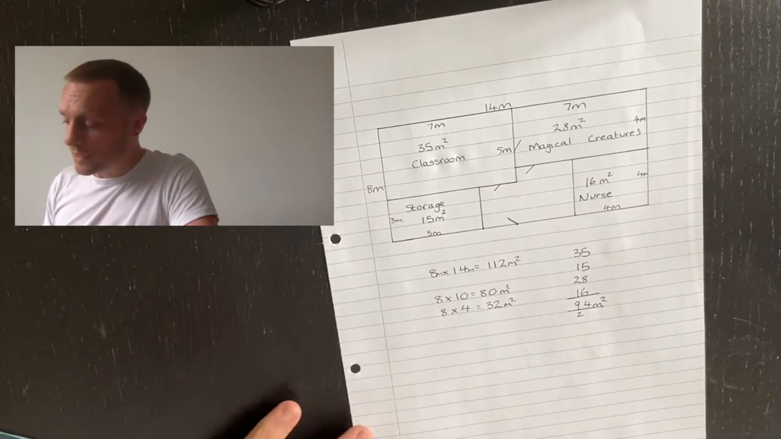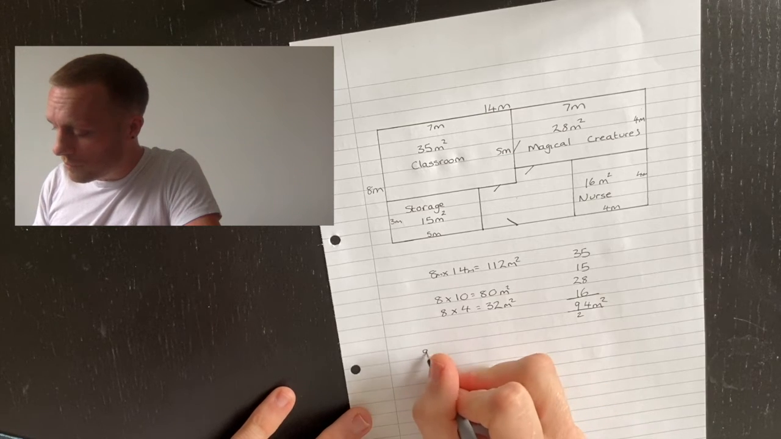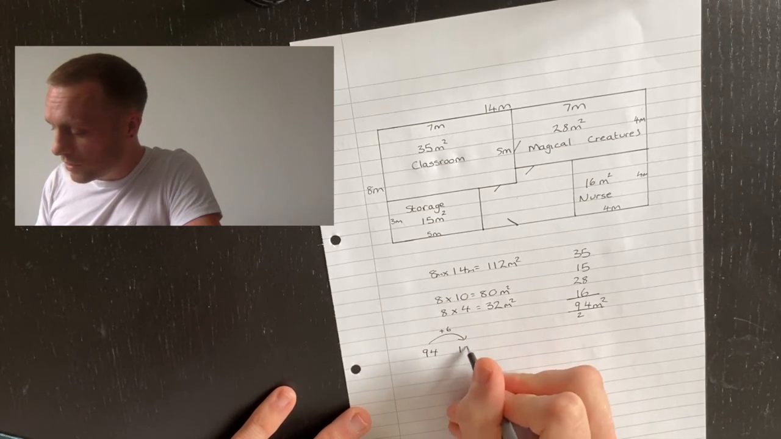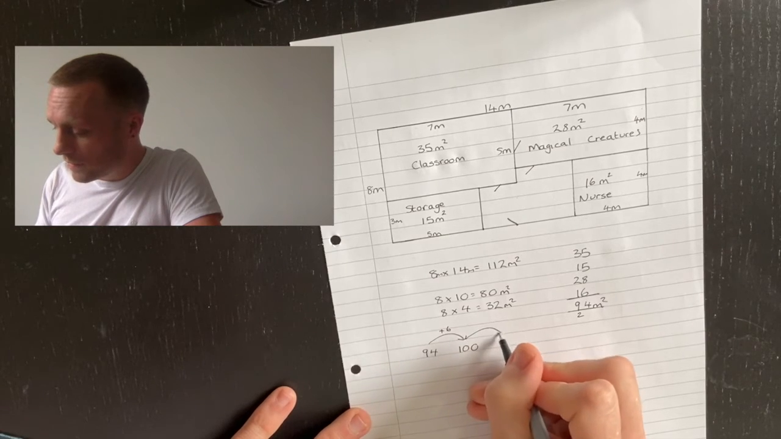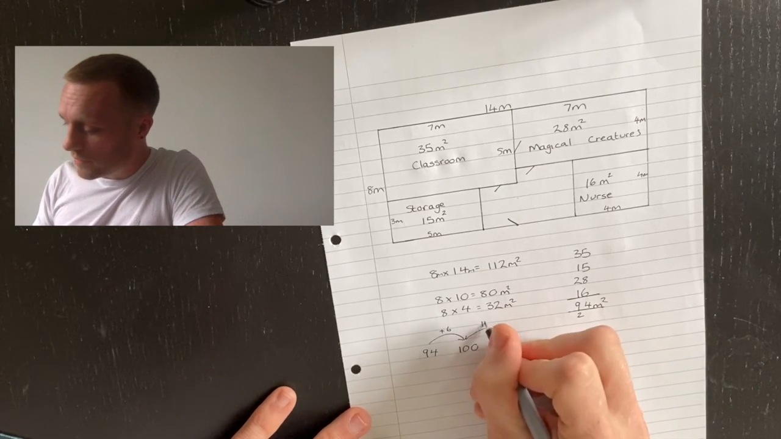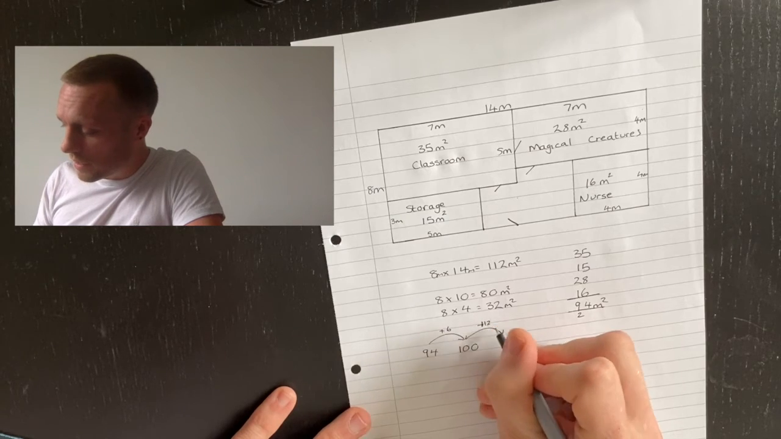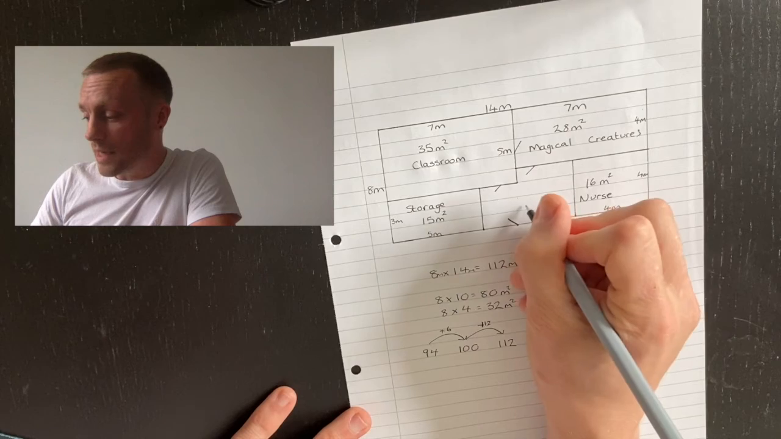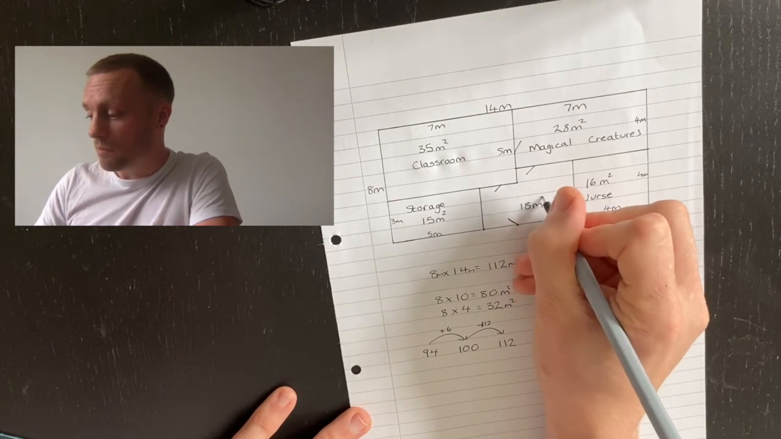How much more do I need to get to 112? Well, let's count up. I'm going to add 6 to get to 100. And then I'm going to add another 12 to get to 112. Altogether, I've added 18. So this space in here must be 18 metres squared.